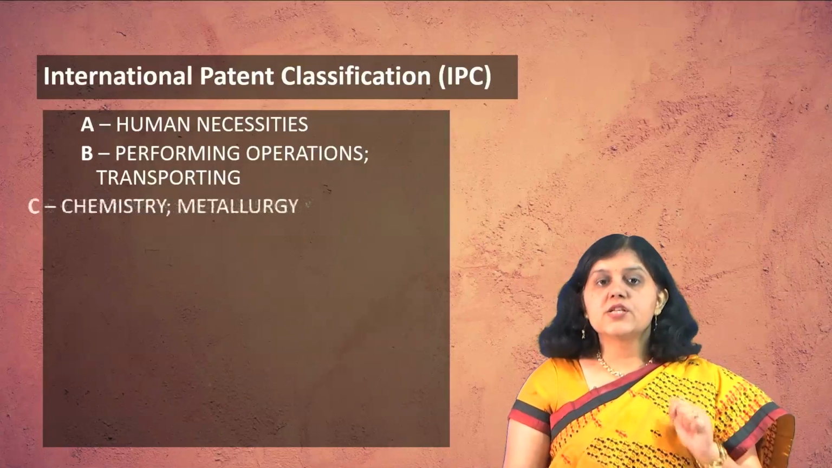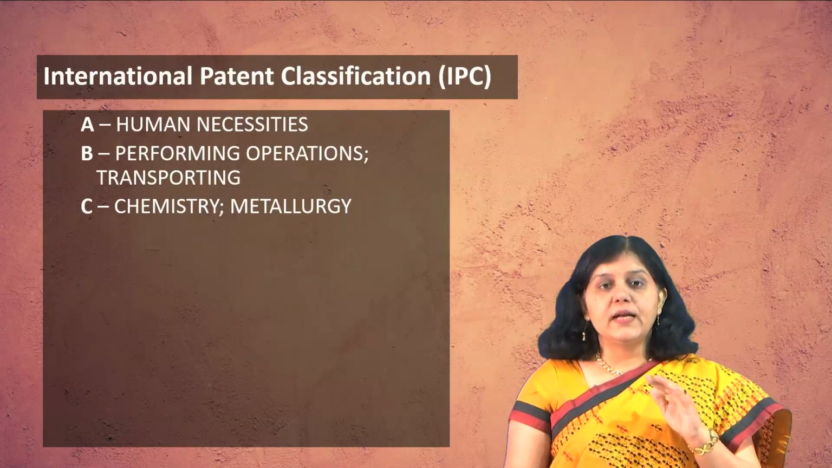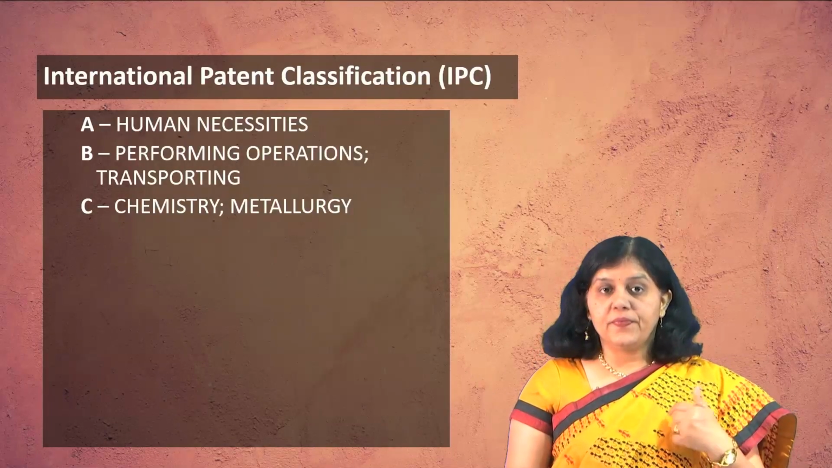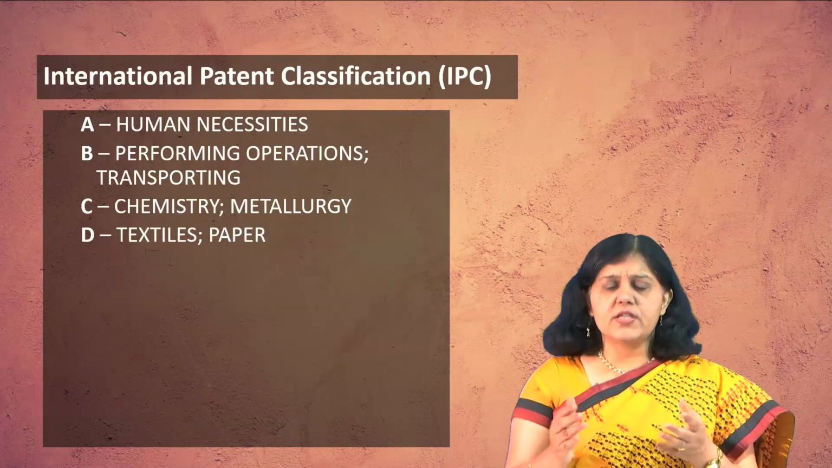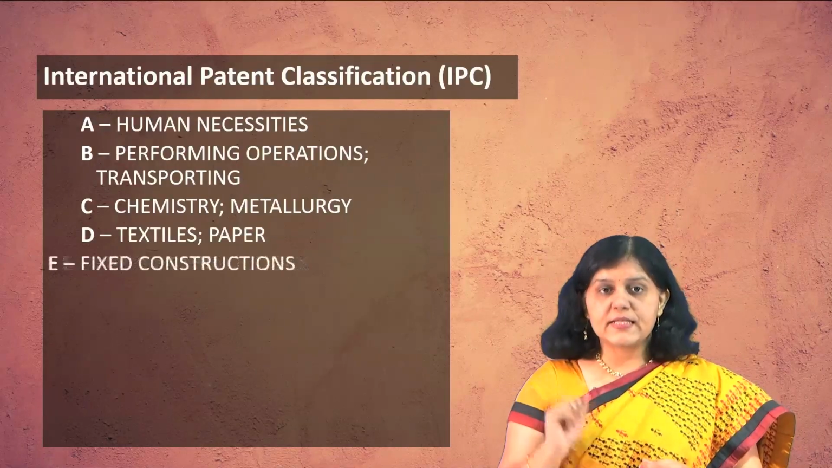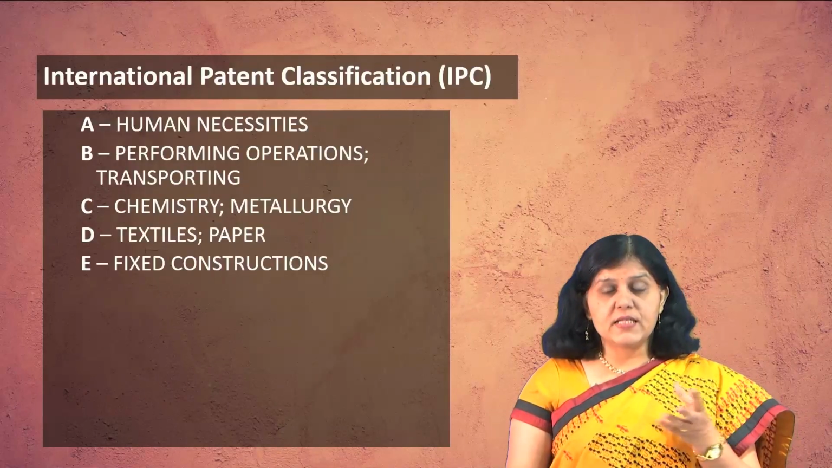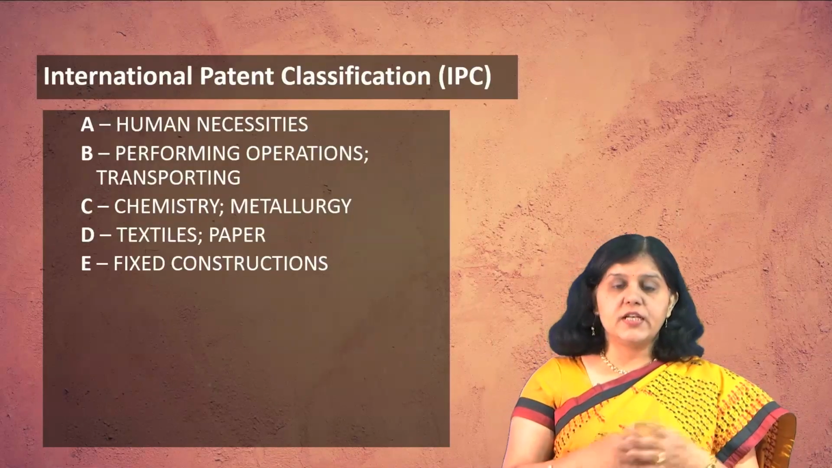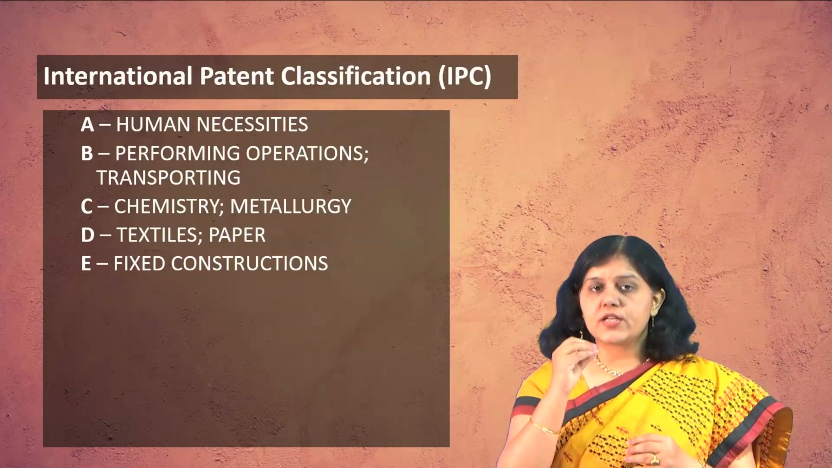The next is C, that is chemistry or metallurgy related things, that will be considered under C. The next, D, that is textiles or paper. So, anything which is related to textile or paper will come under D. Then the next is E, that is fixed constructions. So, you can say anything civil engineering related, construction related. If you are interested in that, then you can go and visit section E.